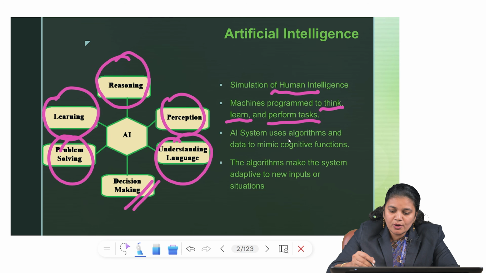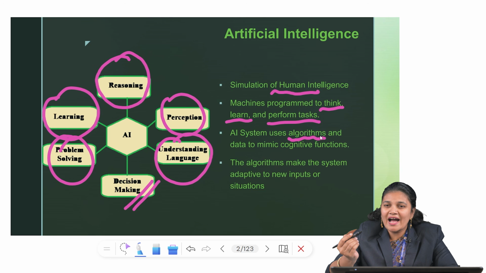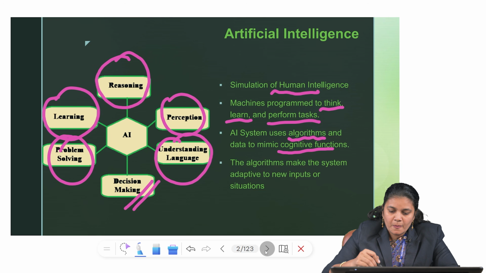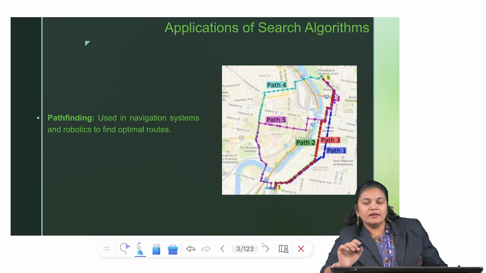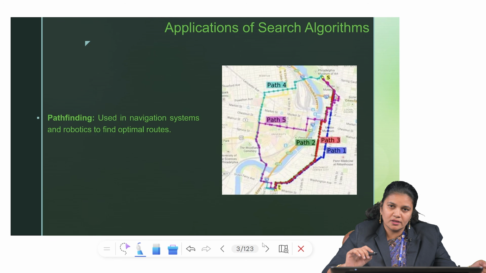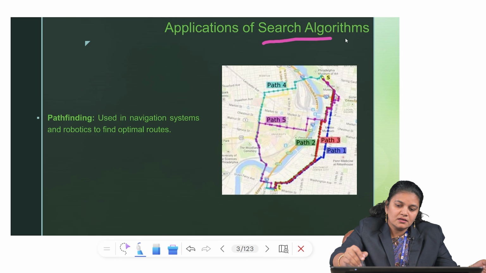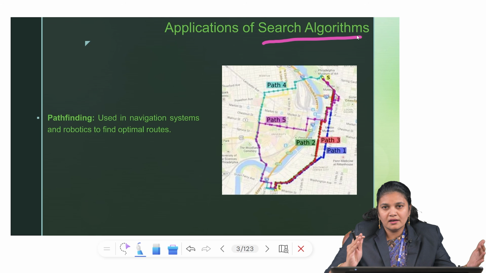So it uses a lot of algorithms. What is an algorithm? It is the set of actions needed to develop something or to solve any problem. So algorithms define a set of functions which can mimic human cognitive functions. What are the various applications of such algorithms? We have seen that algorithms are a set of steps which can solve a problem.